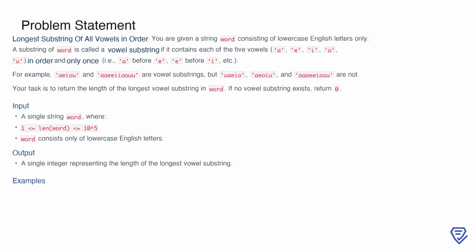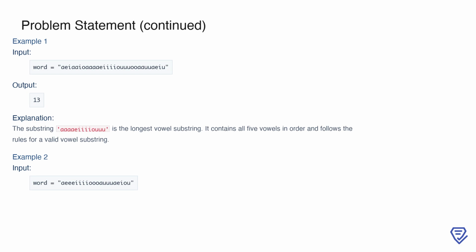To solve this, we need to carefully analyze the order of vowels in the input string while ensuring our solution is efficient enough to handle strings of up to 100,000 characters. Let's look at an example to understand this better. Suppose the input string is a long string of vowels. The output for this example would be 13.